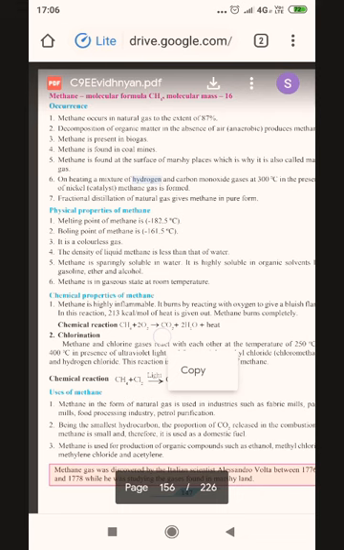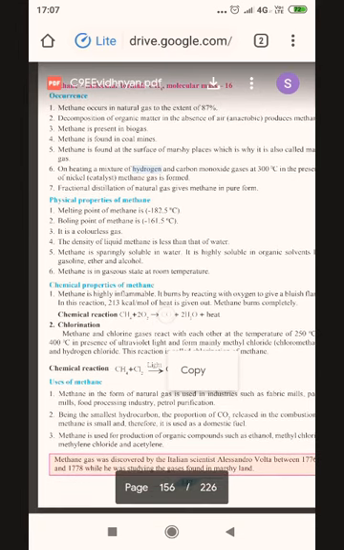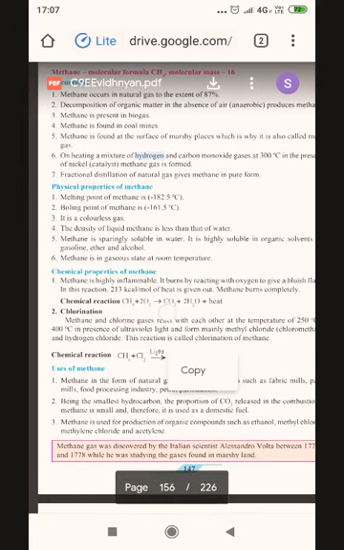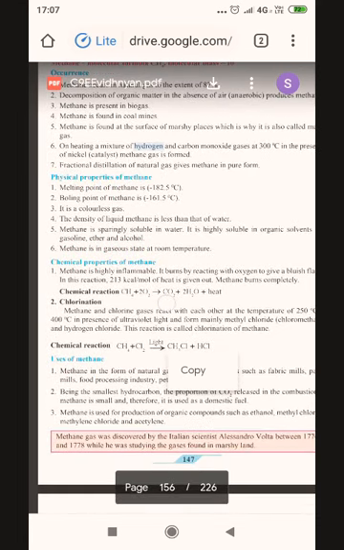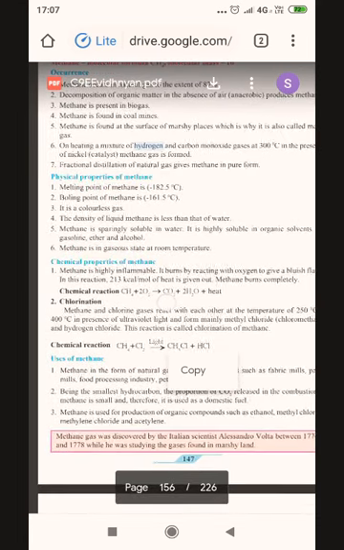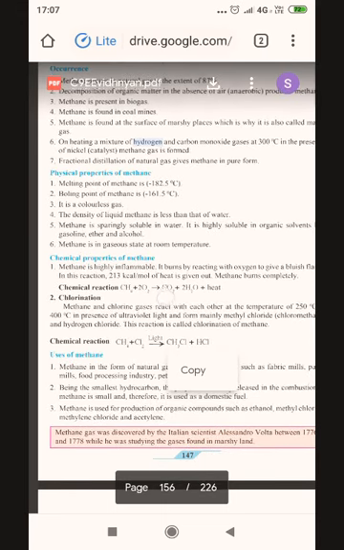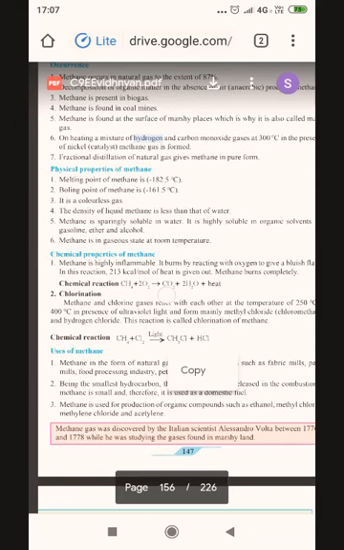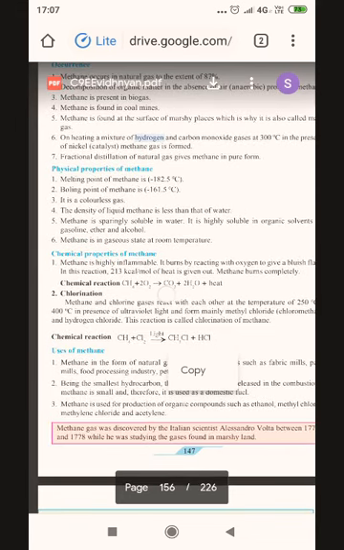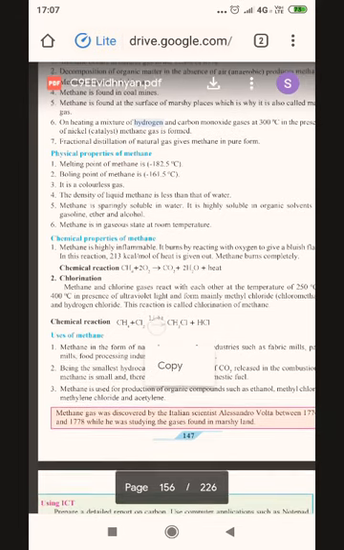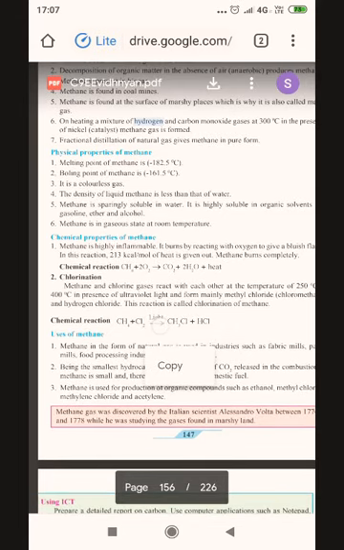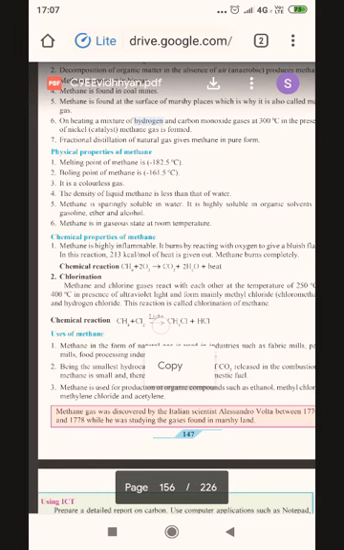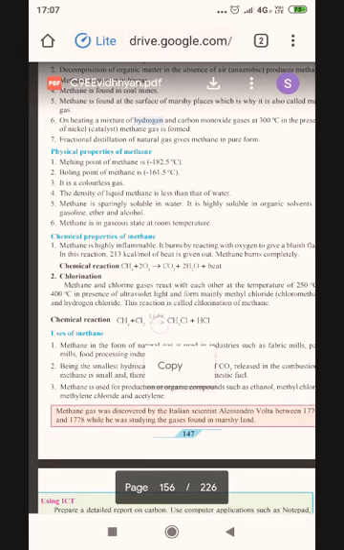On heating a mixture of hydrogen and carbon monoxide gases at 300 degrees Celsius in the presence of nickel as a catalyst, methane gas is formed. So there is one reaction through which we can obtain methane gas. Fractional distillation of natural gases gives methane in pure form. Now, what is fractional distillation? This is one of the experiments in which separate constituents or compounds from petroleum are separated because of the difference in the boiling points of the crude petroleum. So that method is called fractional distillation.